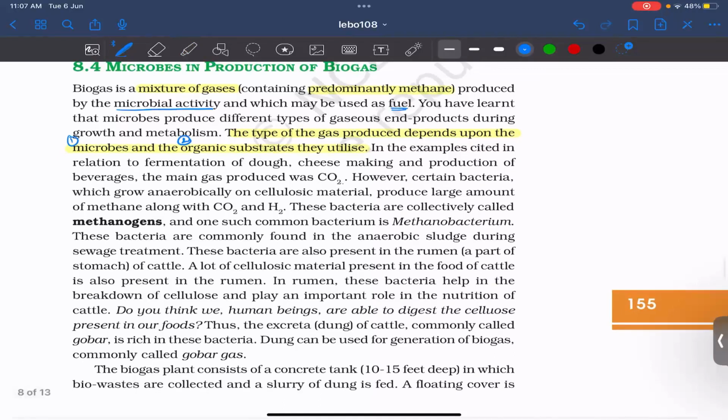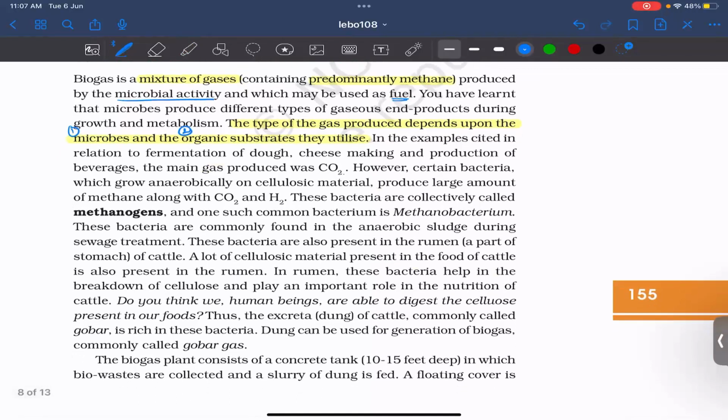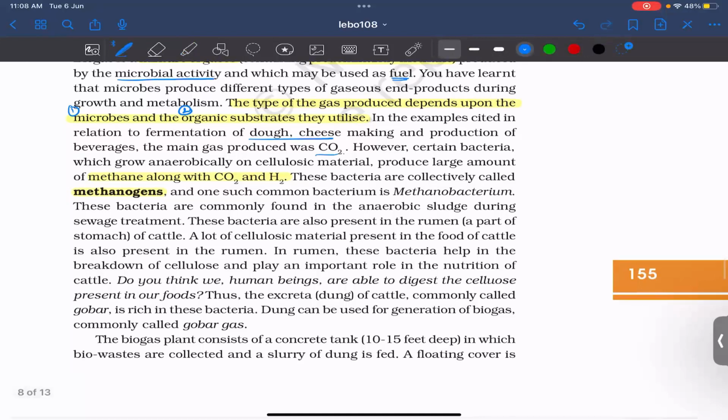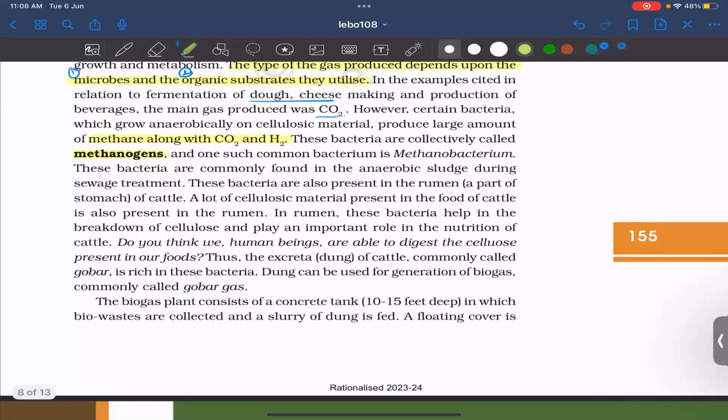Now in the fermentation of dough and cheese making, the main gas produced was CO2. However, there are certain bacteria that can grow anaerobically on cellulose material and produce a large amount of methane along with CO2 and H2O, and these are called methanogens. Methanogens produce a large amount of methane along with CO2 and H2O.